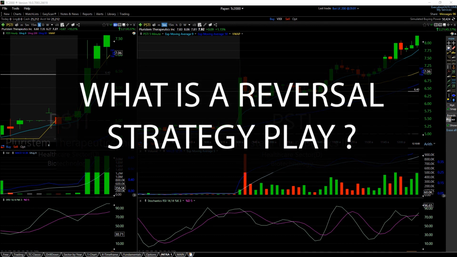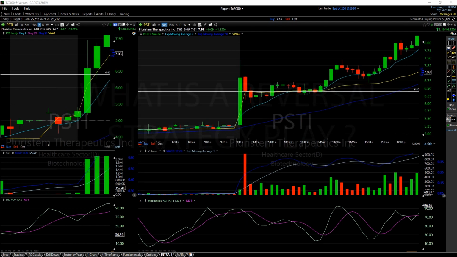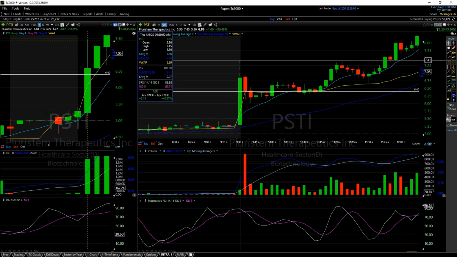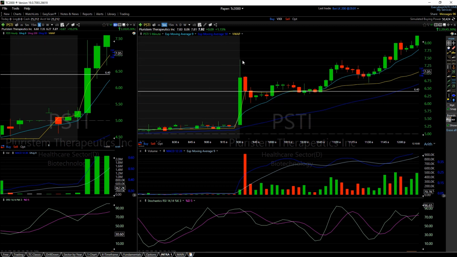Alright traders, so let's go over the reversal trade here. We're going to be looking at a lower price stock and then we'll look at a higher price stock, so you can see how to trade both sides, either a low cap or a high cap. So this was PSTI and you can clearly see it just starts shooting out the gate here at 9:30. We get this drive up. Let's see the percentage move here, 40% there.